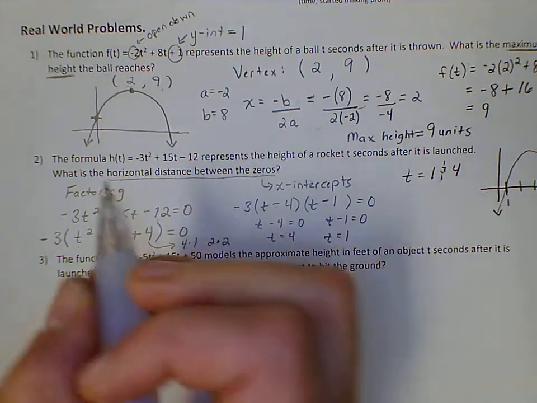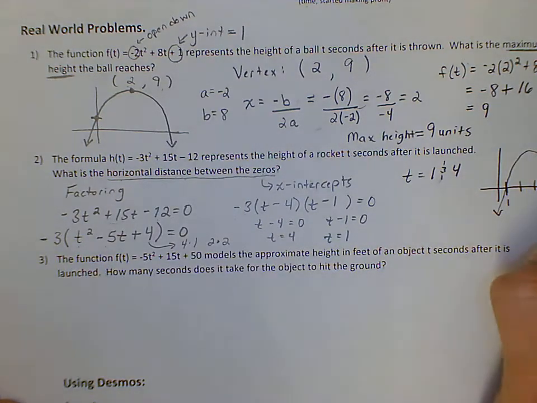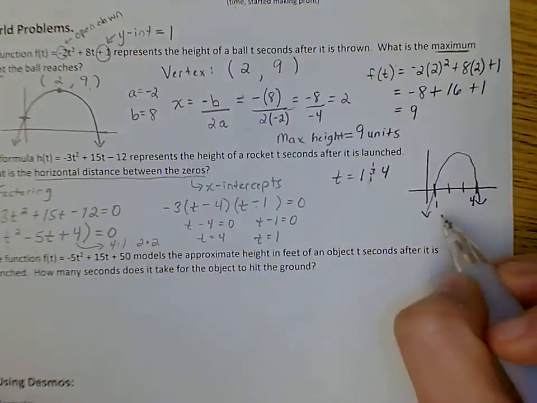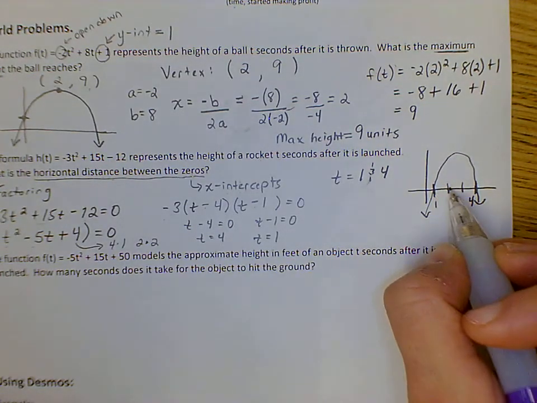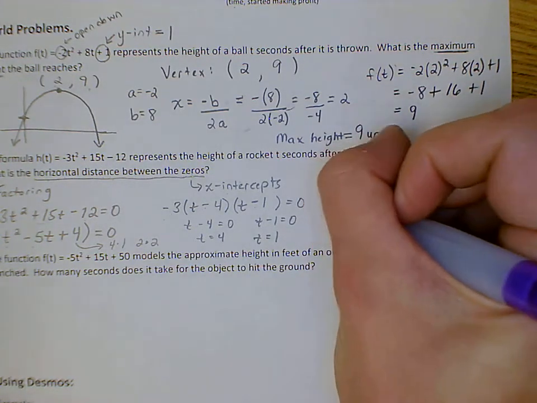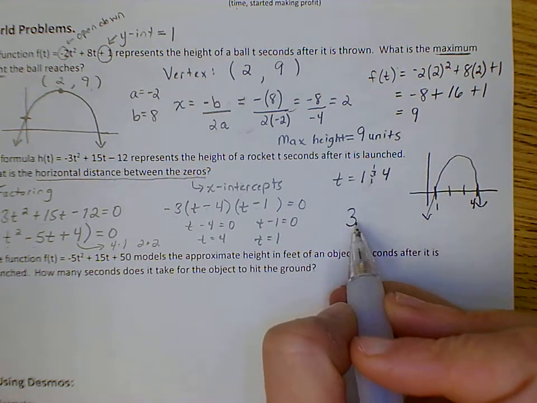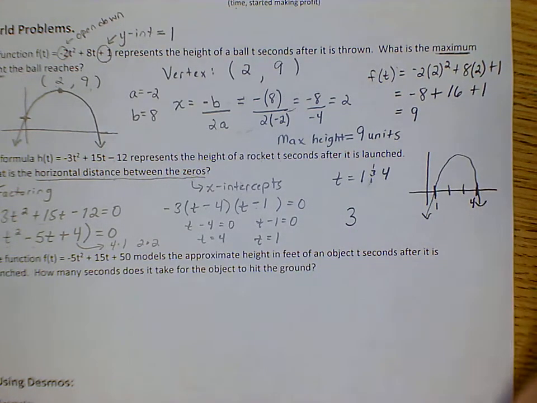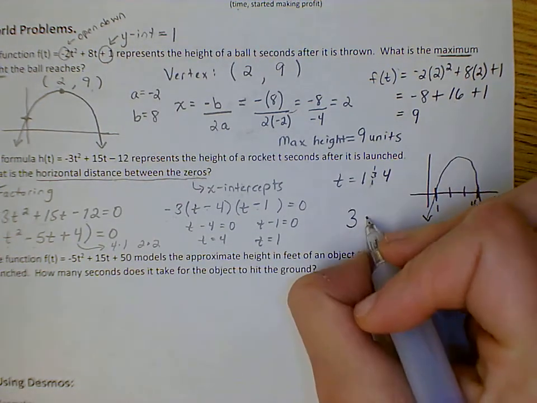So what it's asking is, what is the horizontal distance? Horizontal distance is how far they are apart. So if you sketch a picture of it, you can just count. So how far is 1 from 4? 1, 2, 3. So the horizontal distance would be 3. And if you go even further, this is the time in seconds. So it's 3 seconds apart.